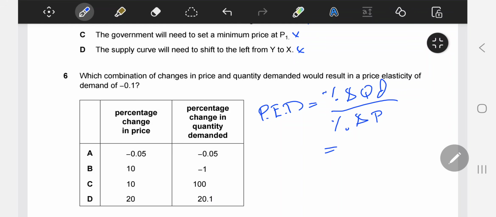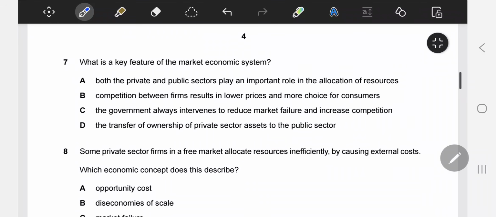So let's see if this one can work. Minus 1 over 10 is going to be minus 0.1. So this should be the correct answer. For question 6, it will be B. I just did mental math: the negative and negative cancel out to make a positive, while what we need here is negative. So I just divided these to see whether I'd get that, and it was quite easy to see.